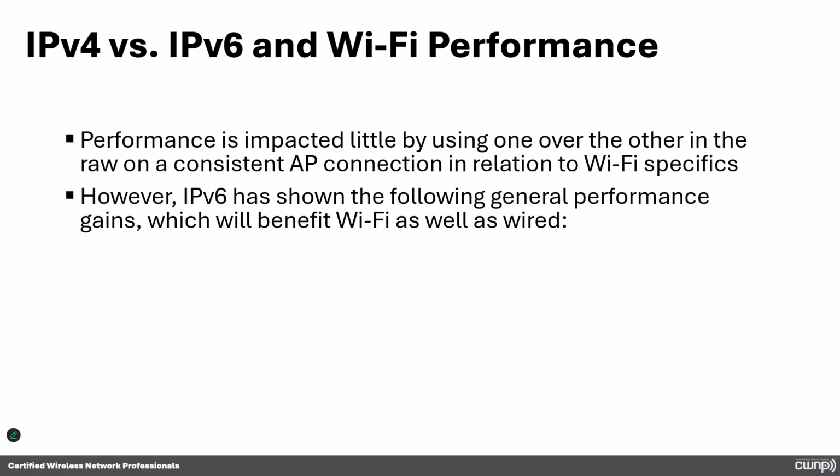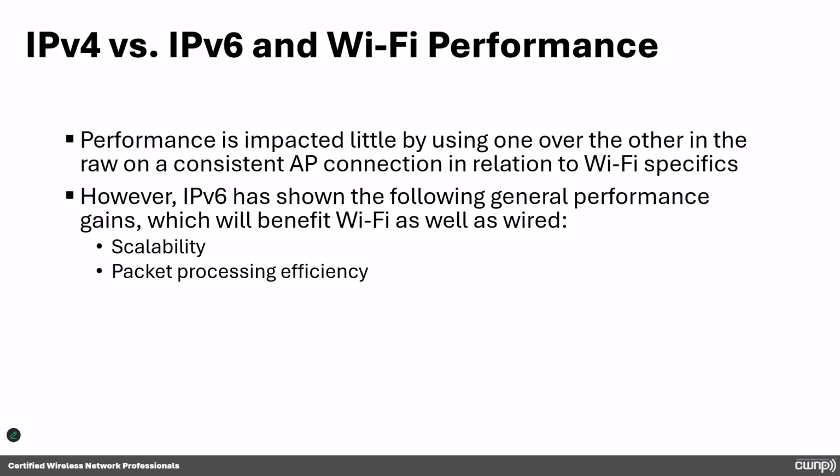However, IPv6 has shown some general performance gains which can benefit Wi-Fi as well as wired. And so we see, for example, in scalability, obviously, we have more scalability in our IPv6 addressing. But one of the key areas is in packet processing efficiency. There have been many tests that people have done, but also research-based analyses that have looked at packet processing in routers and things like that, and accomplishing better efficiency, faster processing. And what that comes from is the headers.